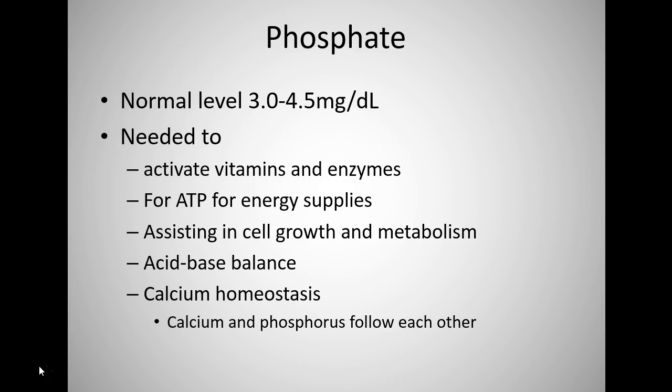So for phosphate, the normal level is 3.5 to 4.5 milligrams per deciliter. It's needed to activate vitamins and enzymes. It's also needed for ATP for energy supplies, assisting in cell growth and metabolism. It also helps with acid-base balance, and it helps with calcium homeostasis. Calcium and phosphorus follow each other, just like water and salt, and water and potassium and salt, those follow each other. Well, calcium and phosphorus follow each other.